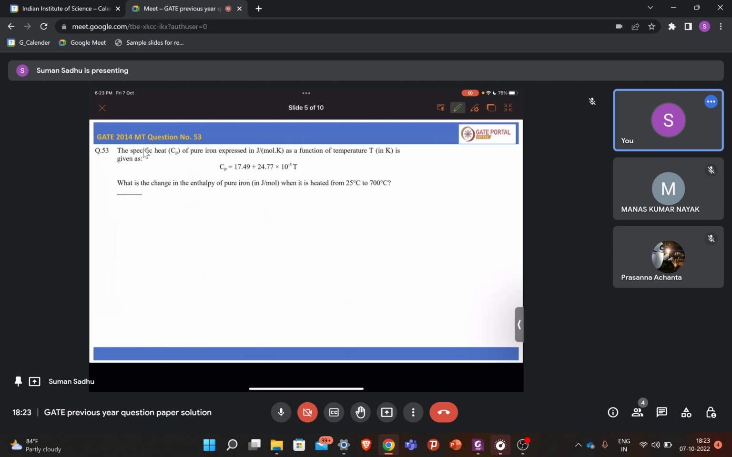So this is question number 53 of GATE 2014 Metallurgical Engineering. The question states that the specific heat Cp of pure iron, expressed in joule per mole per Kelvin as a function of temperature T in Kelvin, is given as Cp is equal to 17.49 plus 24.77 into 10 to the power minus 3 T. What is the change in enthalpy of pure iron when it is heated from 25 degrees centigrade to 700 degrees centigrade? So, anyone of you want to approach how to solve this?